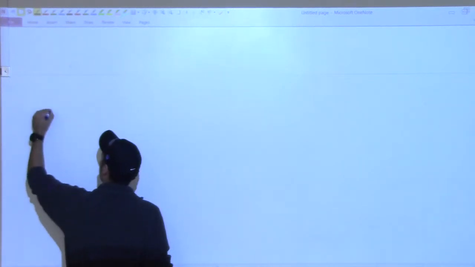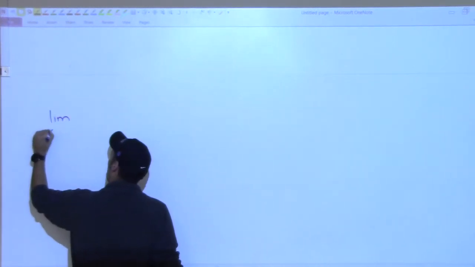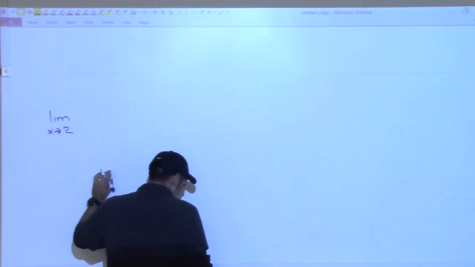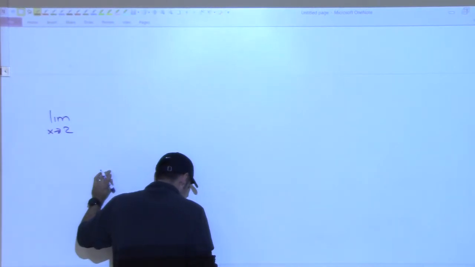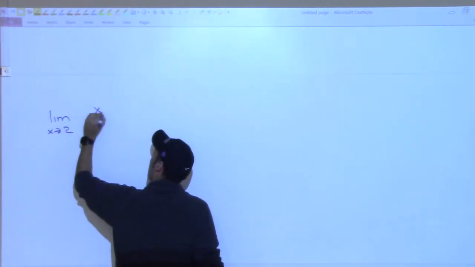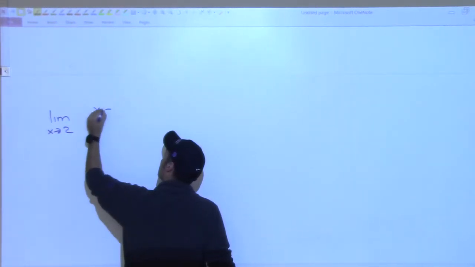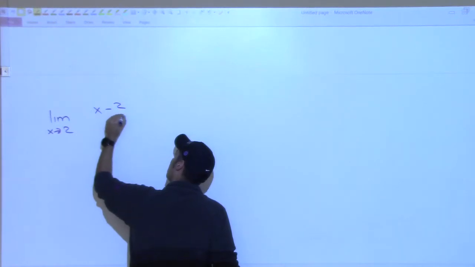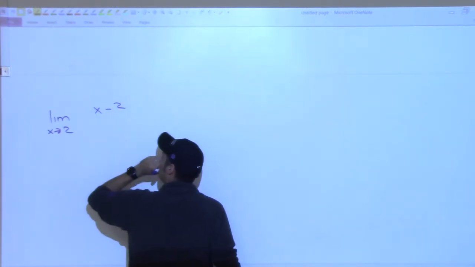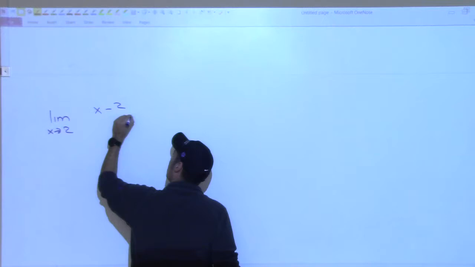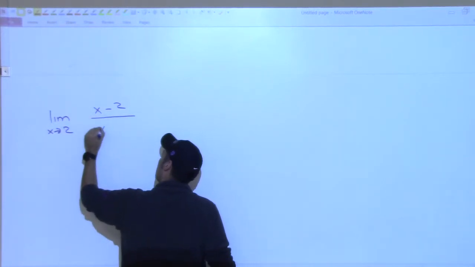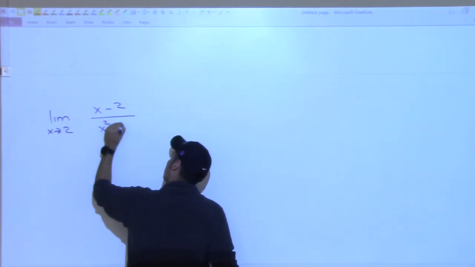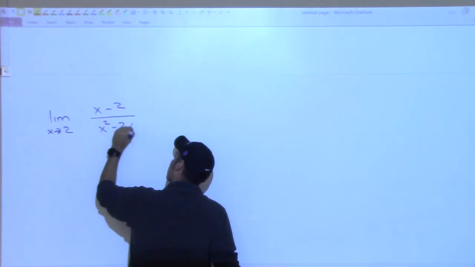This one, limit as x approaches 2 of (x minus 2) over (x squared minus 2x).